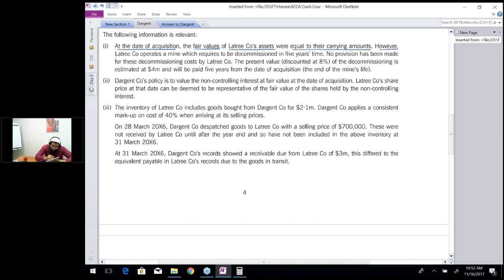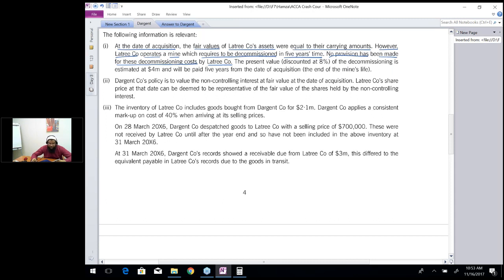However, Latric company operates a mine which requires to be decommissioned in 5 years time. Decommission means to dismantle. No provision has been made for these decommissioning costs by Latric company.